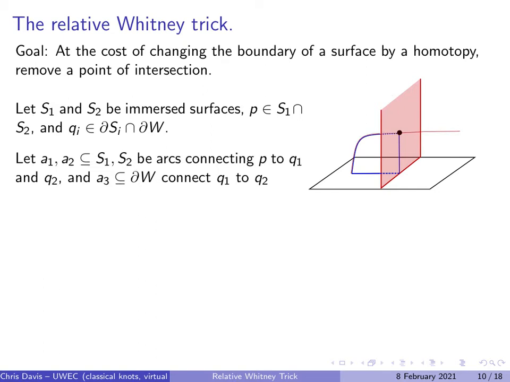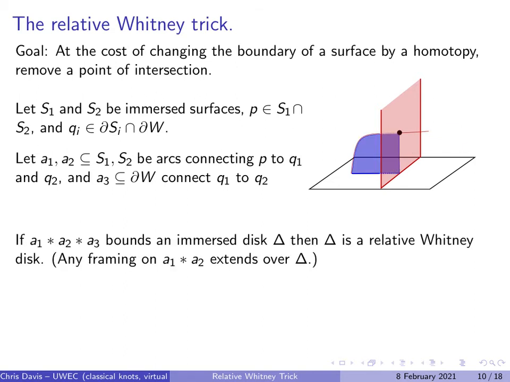And then we'll find the arcs that are already highlighted in blue. Find an arc A1 from P to Q1. Find an arc A2 from P to Q2. And then find a third arc A3 in the boundary of W connecting Q1 to Q2. And orient these curves so that the concatenation A1 star, A2 star, A3 is a simple closed curve.